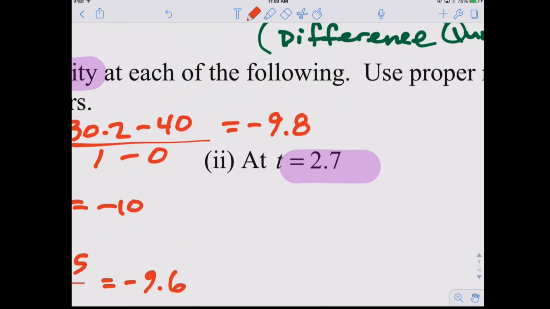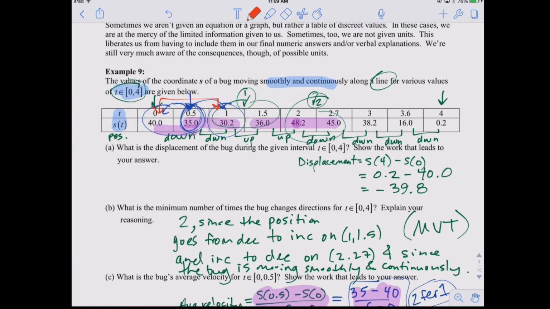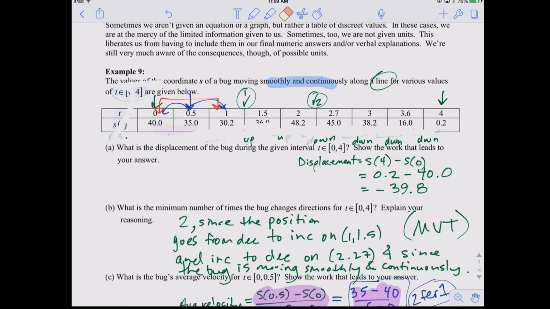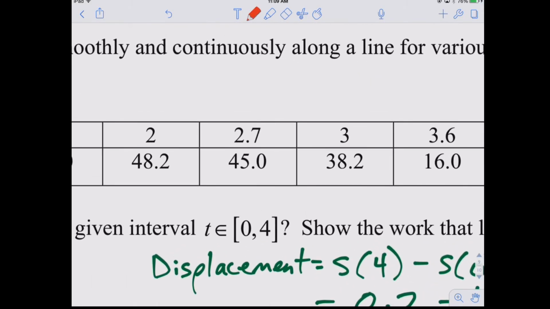Now, let's do the same thing at 2.7. So I'm going to go ahead and start by saying s prime of 2.7. What comes next? Squiggles. And now I'm going to come up here to the chart, which is also called a table of values. I'm going to look for 2.7, and I see it in the table of values.